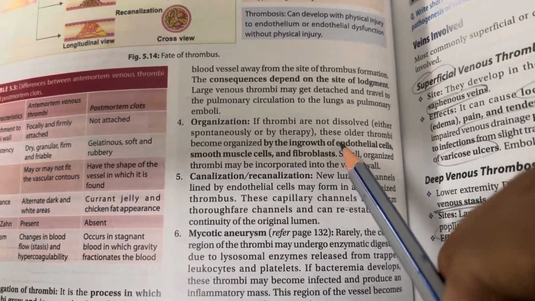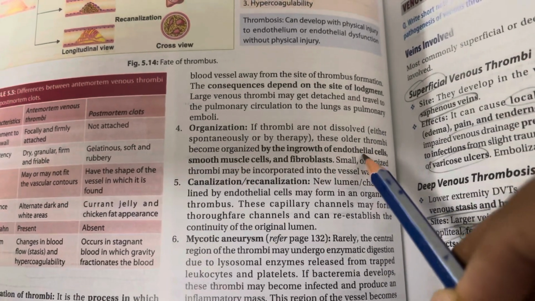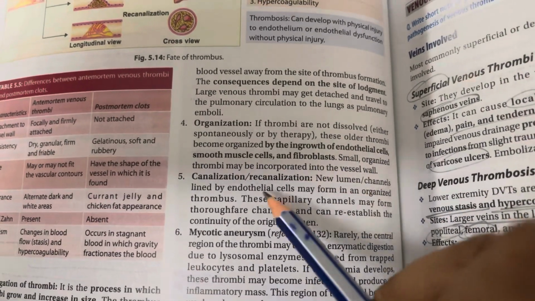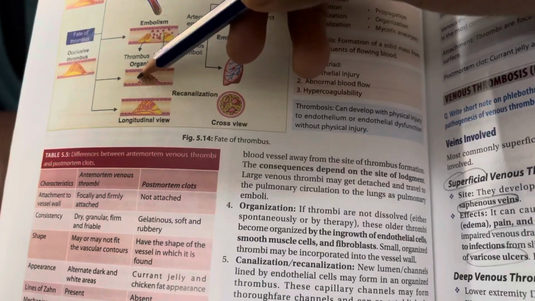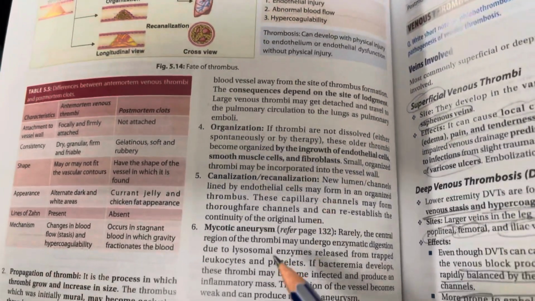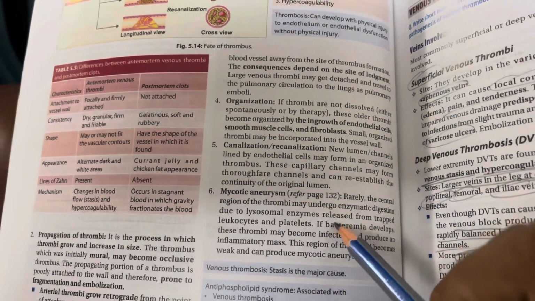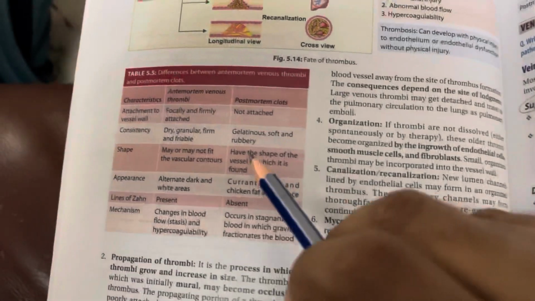Next, organization. If the thrombi are not dissolved, there can be fibrosis and they can get organized, and there can be canalization or recanalization, formation of new vascular channels for the blood to flow, and there could be mycotic aneurysm.